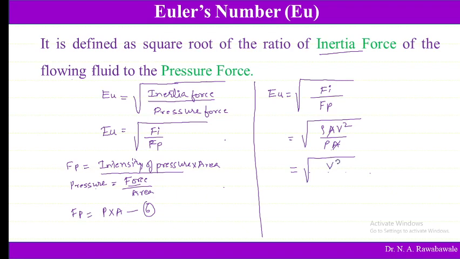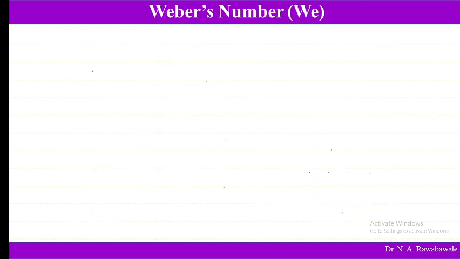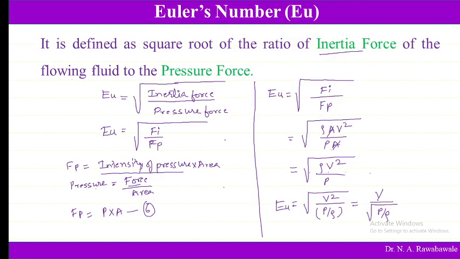v square rho divided by P, or this can be written as square root of v square divided by P divided by rho, or this can be written as v divided by square root of P divided by rho. So this is Euler's number which we have obtained. So Euler's number is given by this.